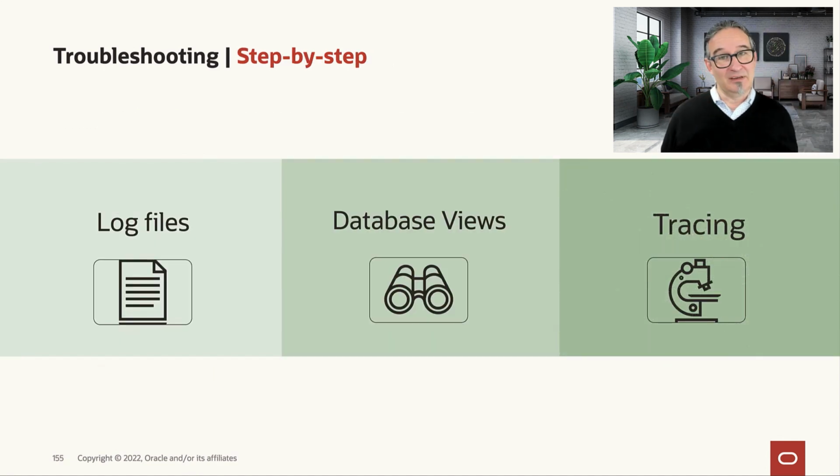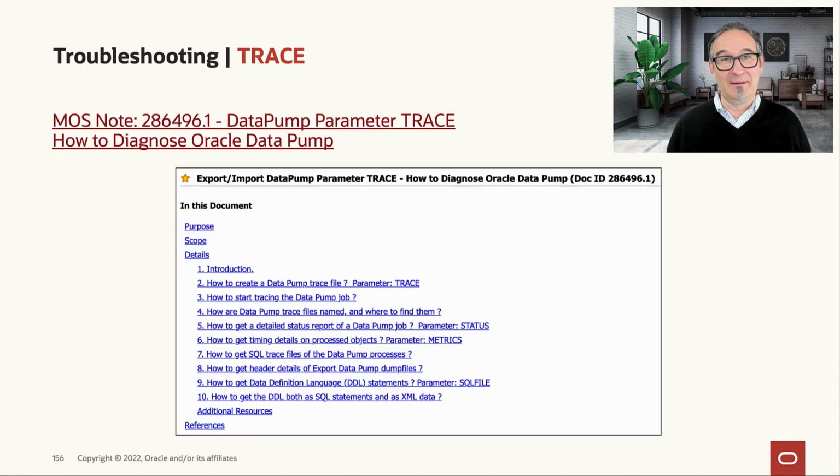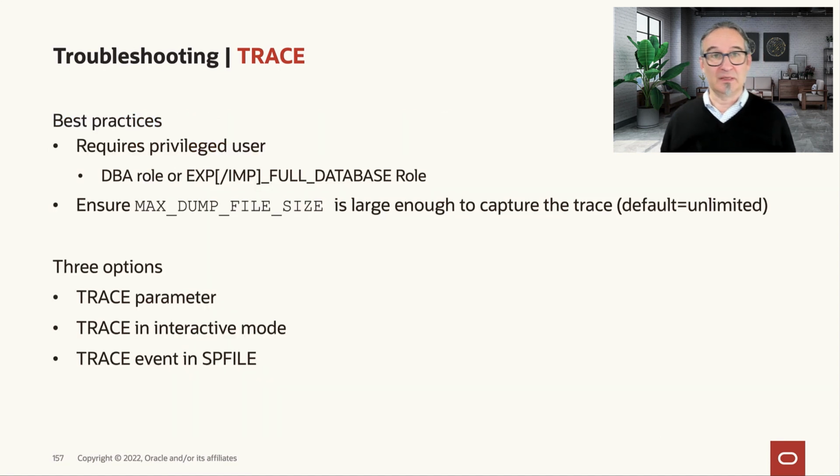This brings us then, if that hasn't helped and figured it out, to the final point, the tracing. Again, we have a very detailed MOS note here showing you all the trace options for Data Pump. And if you want to trace, your user needs to be a privileged Data Pump user, meaning it needs the EXP_FULL_DATABASE or the IMP_FULL_DATABASE role. And make also sure that your MAX_DUMP_FILE_SIZE is big enough, because when you start tracing, you get a lot of trace information, and these trace files tend to become very quickly very big.